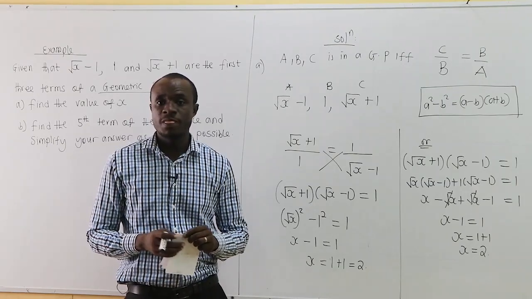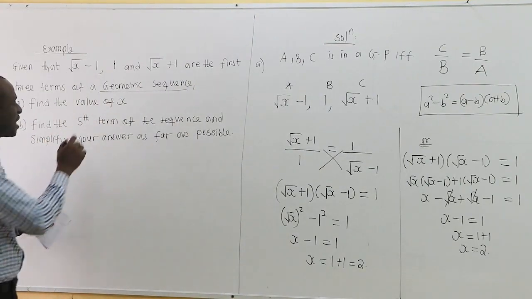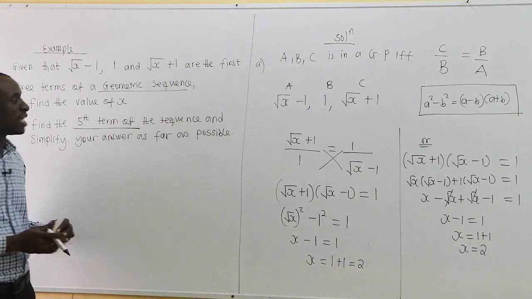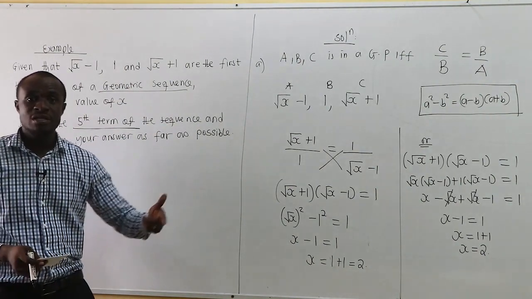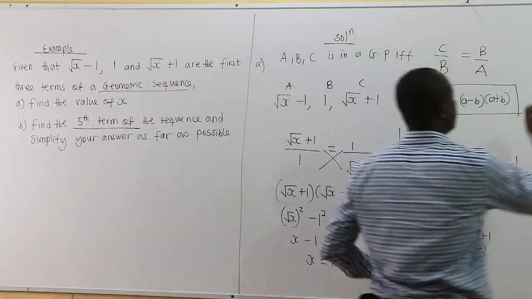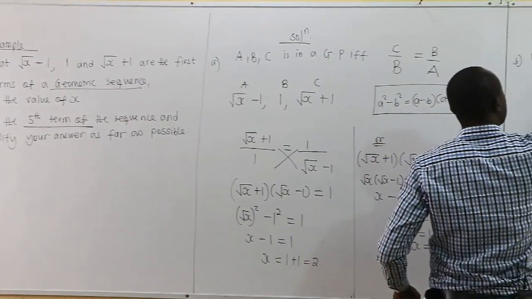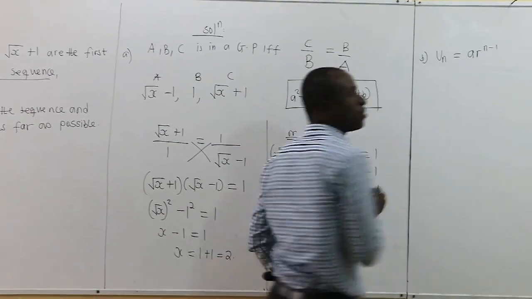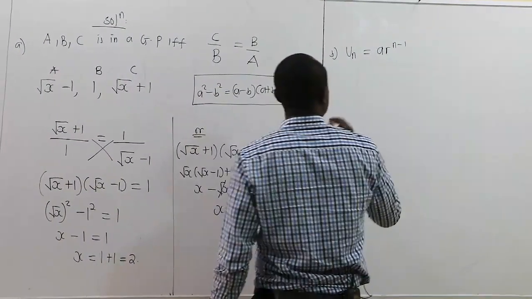What is question B saying? Now, B says that we should find the fifth term of the sequence. We are being told that this is a geometric sequence. So clearly, we know that for a geometric sequence, our general term is given by ar^(n-1). This is our general term. Now, we want to find the fifth term.